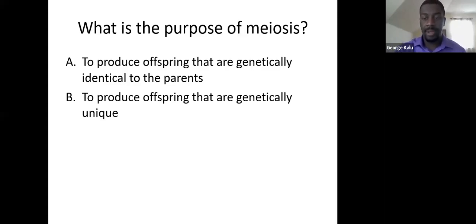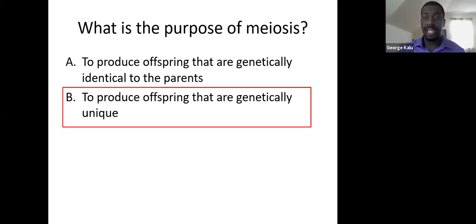Right, we want to be producing offspring, beautiful. So everyone's getting this one right. We want to be producing offspring that are genetically unique, right? We want them to be unique to the parents, so genetically different from the parents, and we also want them to be genetically different from their siblings as well.